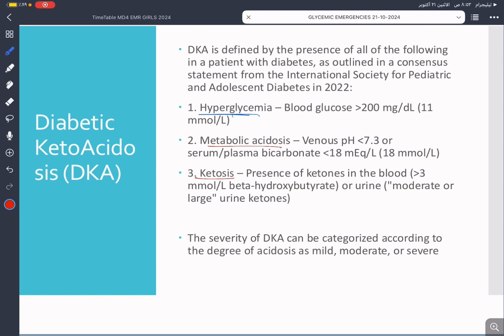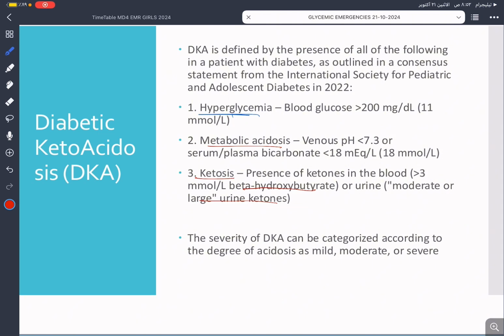What ketone do we see in the blood? Beta-hydroxybutyrate or acetoacetate. What do we see in the urine? Have you seen the urine dipstick? It's one of the physical examinations in internal medicine. You use a urine dipstick, and once you stick the dipstick in the urine, you will get the result within seconds.